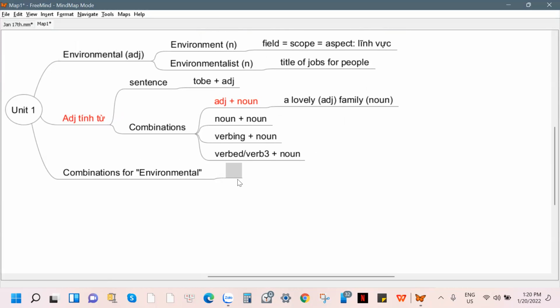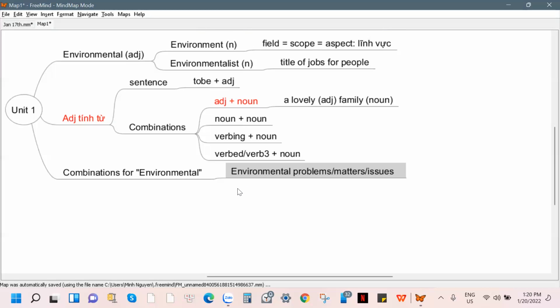Environmental, we don't say something environmental. We say environmental problems, environmental matters, and environmental issues. So problems and matters are for daily life English. Issues are for organization or something that is very huge, very, very influential to the world, to the city, or to the country in particular. Environmental problems. So if you want to use the word environmental, you need to have a noun after it.